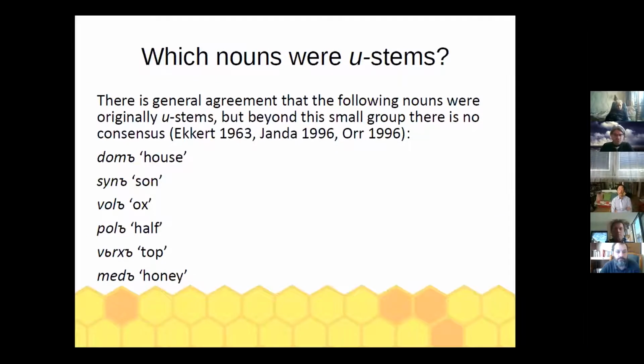So one of the questions in the literature is which nouns originally belong to the U stems. And there is general agreement only about some 6 nouns that they belong to the U stems, and for the rest there is no consensus. So those 6 nouns are dom, syn, vol, pol, virch, and miot. And for all the others, some people would say they're U stems, but others would say they're not. So this is a difficulty, and we'll see that accentuation may help to solve this problem.